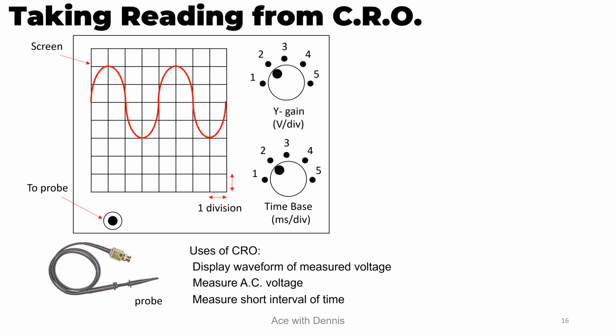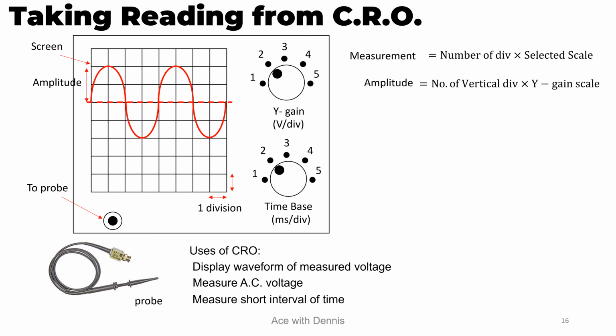So this is one division for the horizontal axis and the vertical axis. From this waveform, the dotted line shows the neutral position of the waveform, and we can measure the amplitude. So the measurement is the number of divisions times the selected scale. For the amplitude, it is the number of vertical divisions times the Y gain scale. In this case, it is 2 divisions for the amplitude multiplied with the Y gain scale, which is 2 volts per division, and the value of this amplitude is 4 volts.